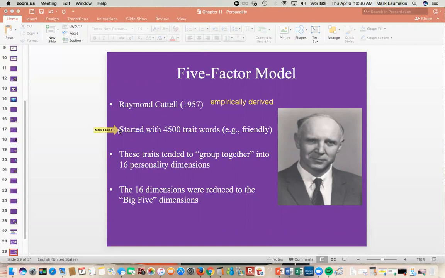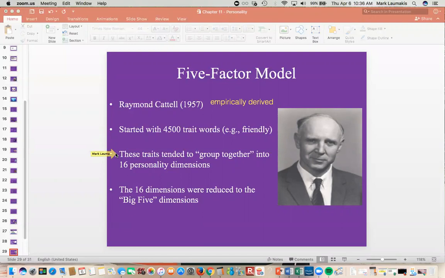What he does is he starts with 4,500 trait words from an unabridged dictionary. That's like the dictionary is like 5 or 6 inches thick, right? Those trait words, friendly, outgoing, dependable, lazy, thoughtful, considerate, etc., tended to group together when he asked thousands of people to rate themselves on these different dimensions. They clumped into about 16 different personality dimensions originally.